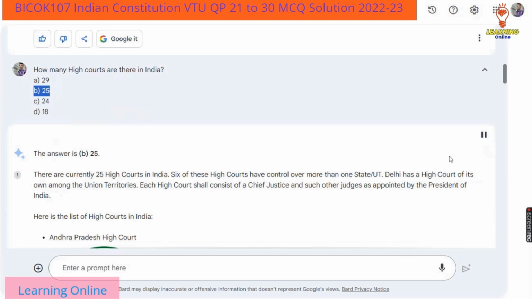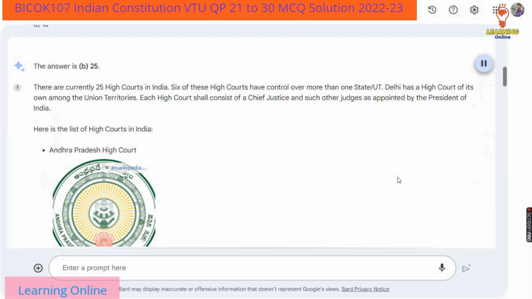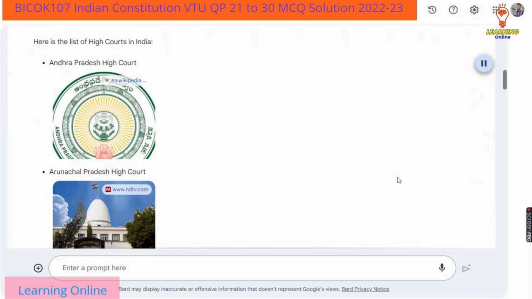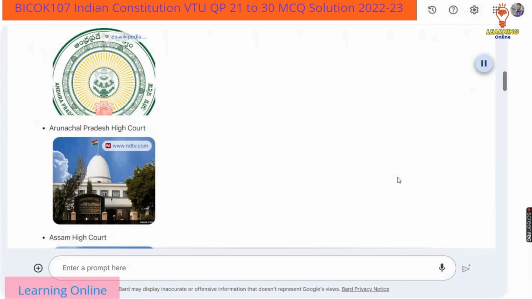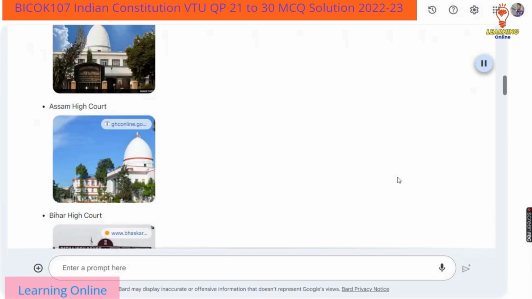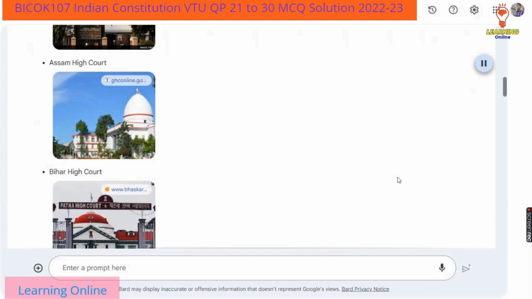Each high court shall consist of a chief justice and such other judges as appointed by the President of India. Here is the list of high courts in India. Andhra Pradesh High Court. Arunachal Pradesh High Court. Assam High Court.